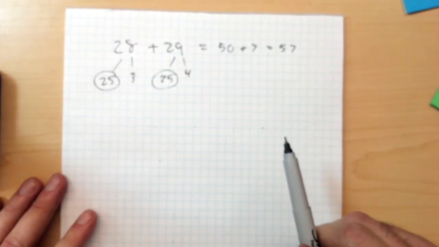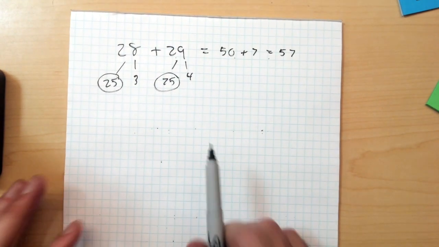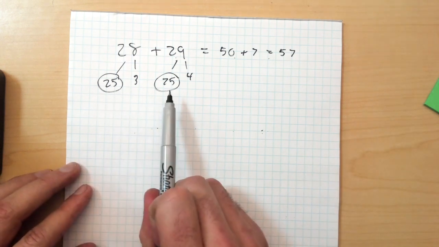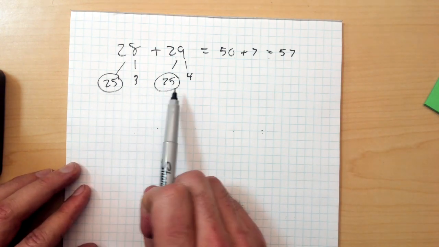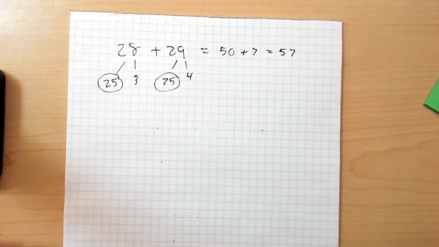Again, really the point isn't that they have a specific strategy, but they know that they can be flexible with numbers, break them apart to make them easier, finding patterns that they understand, relationships that they understand. 25 plus 25 is where my brain went, so I just wanted to make sure I shared that too.